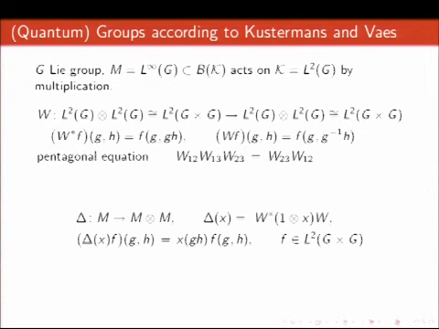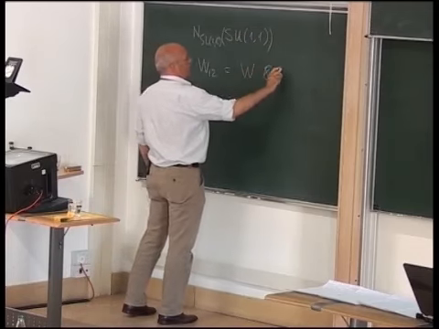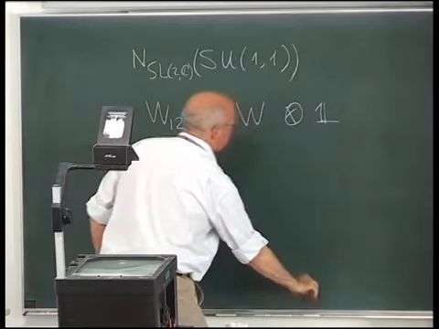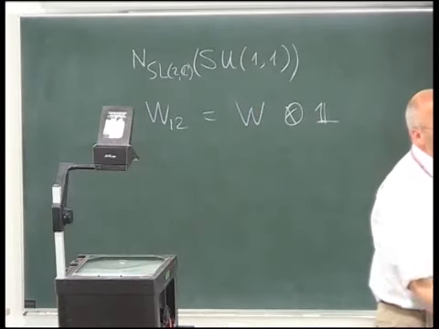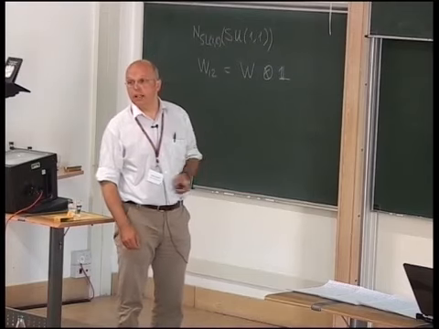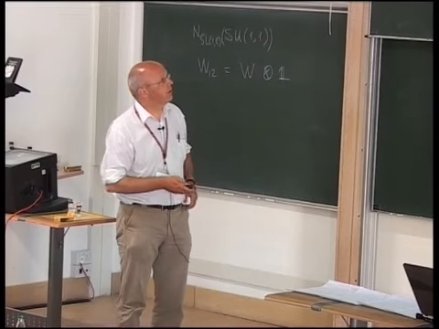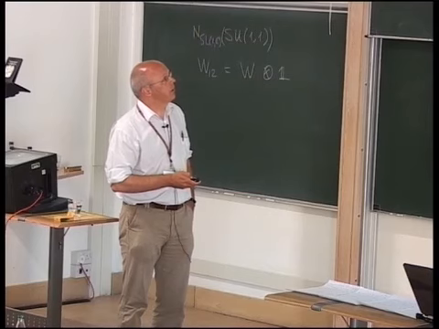So W12 is W acting on the first two variables, and the identity on the last one, and W13 is that you have it act on the first and the third component. W23 acts on the last two components. So this is a standard leg numbering notation.